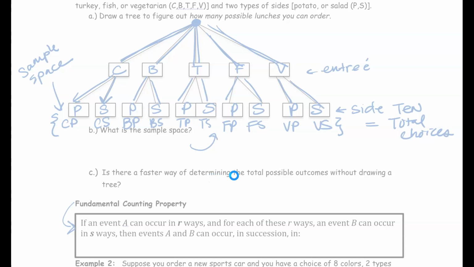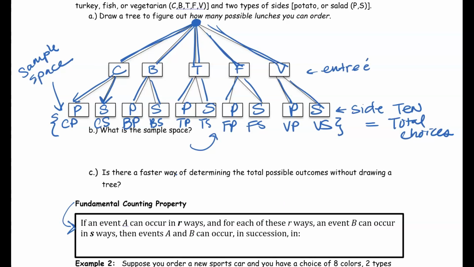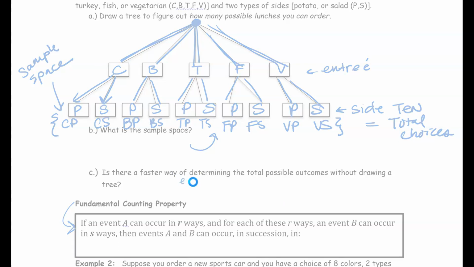experiment, and my computer's freezing up, of course. Okay, so we've got entree.